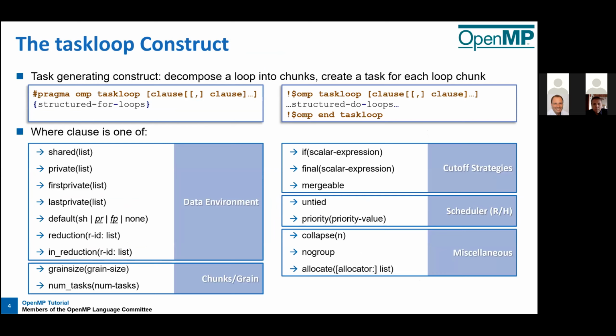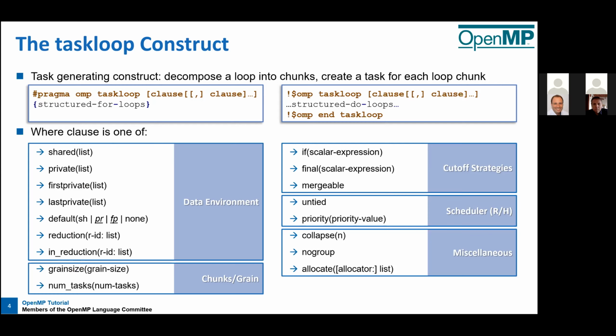There's a whole bunch of clauses. Pretty much everything that Christian has told you also applies here. So we have very similar data environment clauses. It also supports reductions and in-reductions. So you can have a taskloop either contribute to an existing task reduction, or you can create a new task reduction that only applies to the taskloop construct. The ones that are specific to this construct are grainsize and num_tasks.